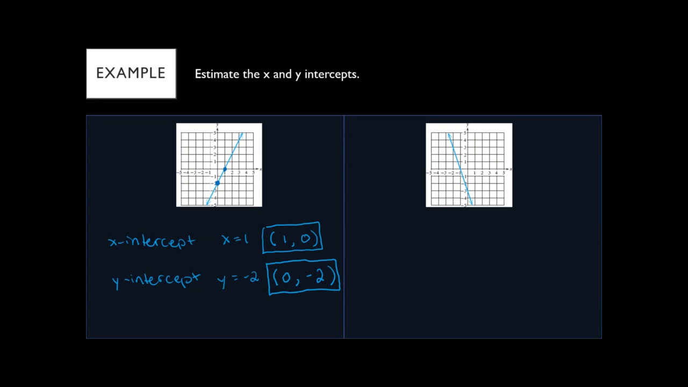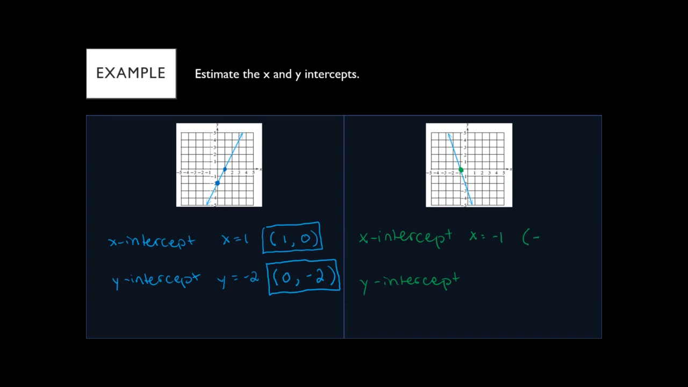So if we look at the one on the right, and I'll do this in a different color. We have the x-intercept and the y-intercept. For x, we're looking where on the horizontal we cross. So I just put a circle there, and that's at -1. You can see that label there. So x is equal to -1.